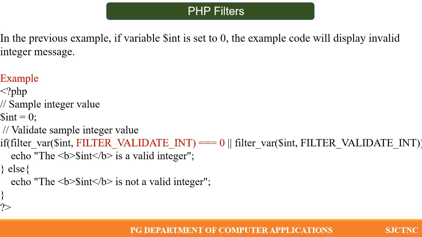Then we use the OR condition, that is, the double pipeline symbol representing the OR condition. Then again we are using the filter_var function, and normally we are using FILTER_VALIDATE_INT. If you assign 0 to the variable int, it gives a valid integer. Otherwise it goes to the else part and gives the message that it is not a valid integer.